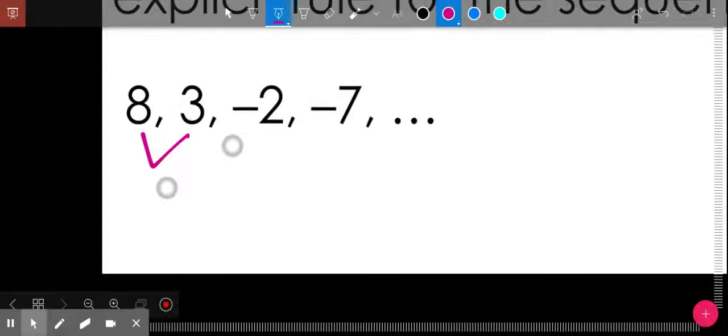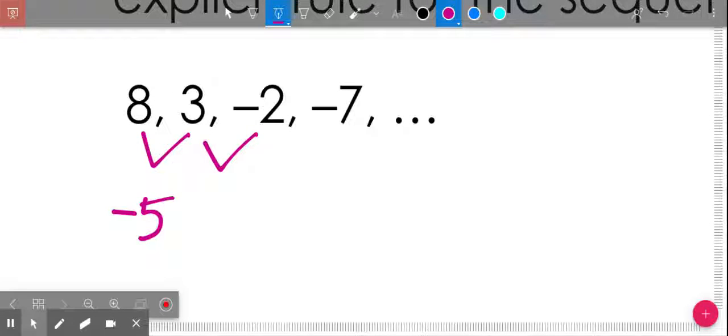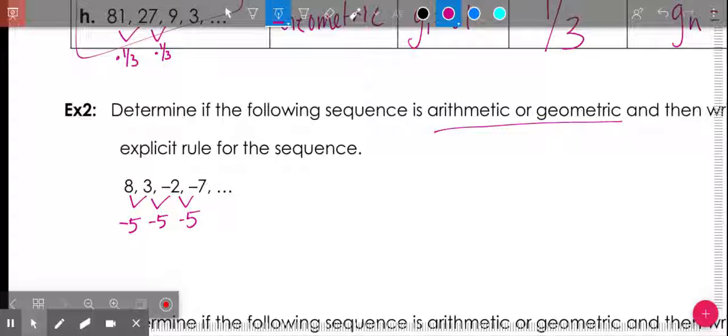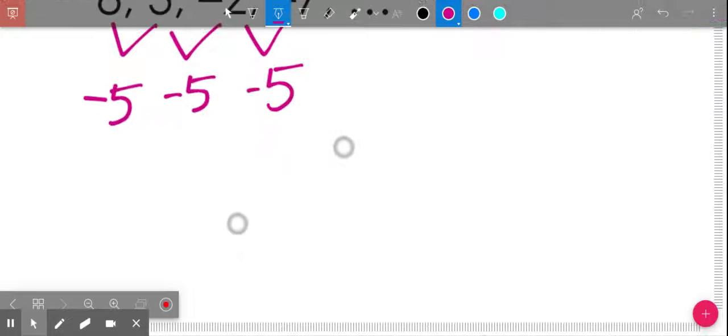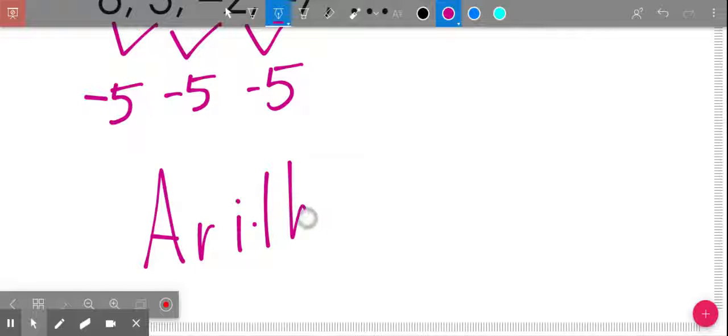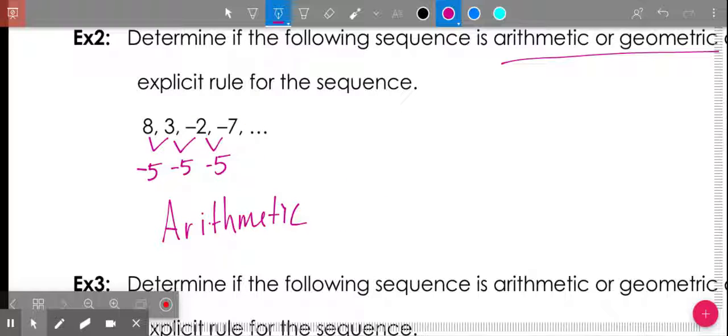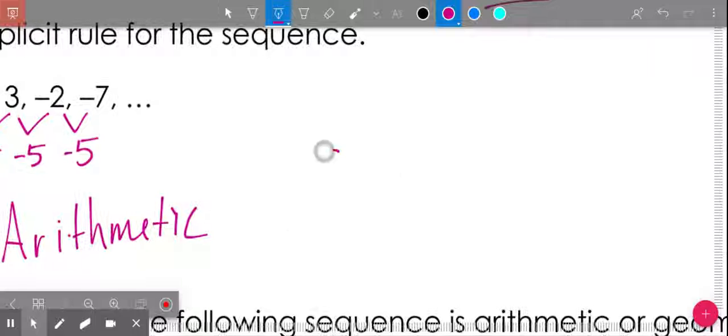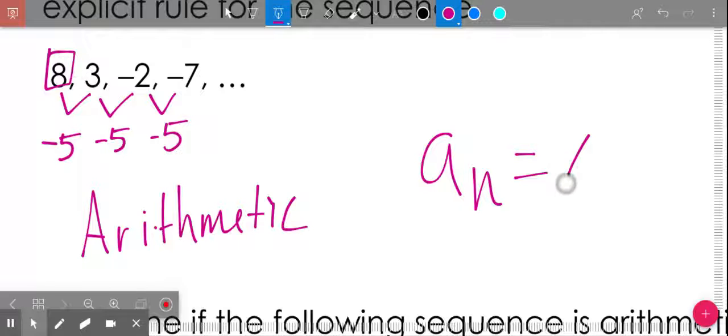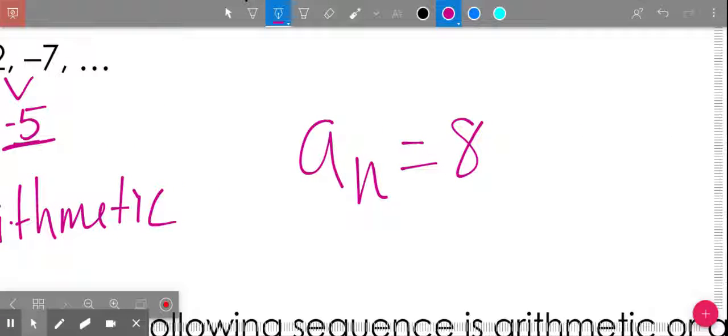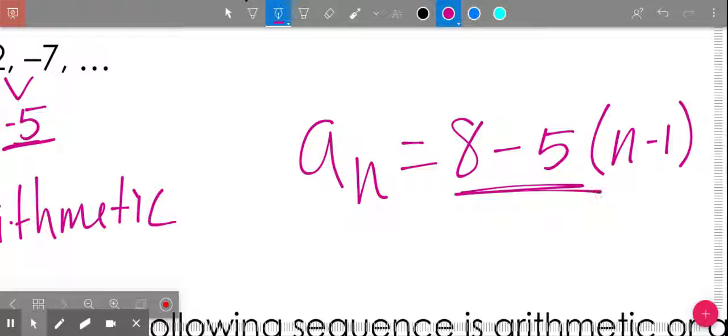So, to go from 8 to 3, we're subtracting 5. 3 to negative 2, we're subtracting 5. And negative 2 to negative 7, we're subtracting 5. We know that we're subtracting each time, so that's going to be arithmetic. And now we just need to write our rule. So a sub n equals, we start with our first term, which was 8. And then our difference was subtracting 5. So minus 5, and then n minus 1. Only the two numbers change, everything else stays the same.